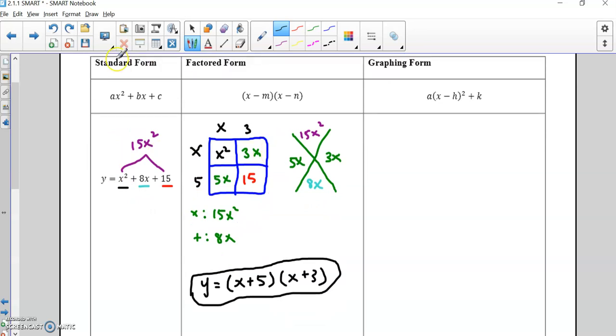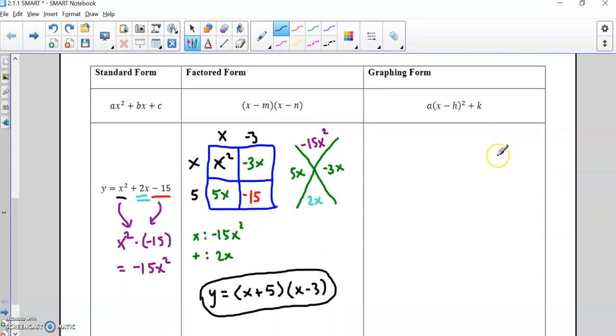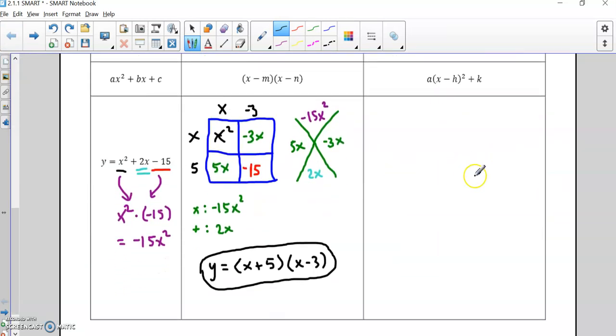Now, let's go ahead and go back and do those graphing form examples. When we're doing graphing form, we are still going to be using a box, but the setup this time is different. So what I'm going to do is go ahead and rewrite my equation here so I have a second one to refer to, and go ahead and draw my box.